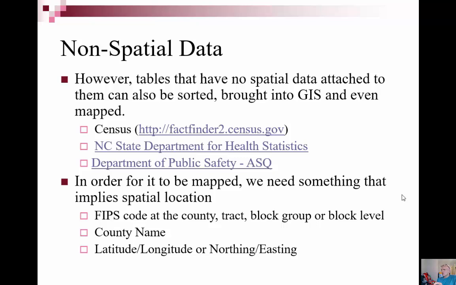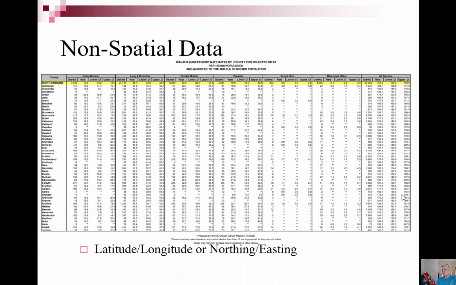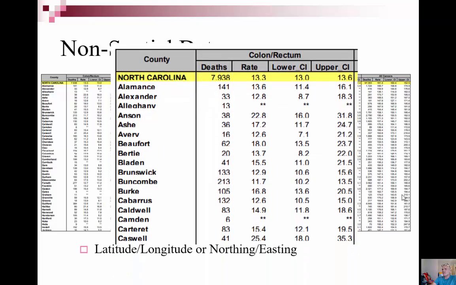And if you happen to look in our modules down at the bottom, I have tons of data sources out there. And so all you need in order for something to be mapped is a FIPS code, Federal Information Processing Standard, a county name, latitude, longitude, northing, easting, so that we can map data. So we can download a table like this. We're looking at age-adjusted cancer mortality rates in North Carolina and map all of these.